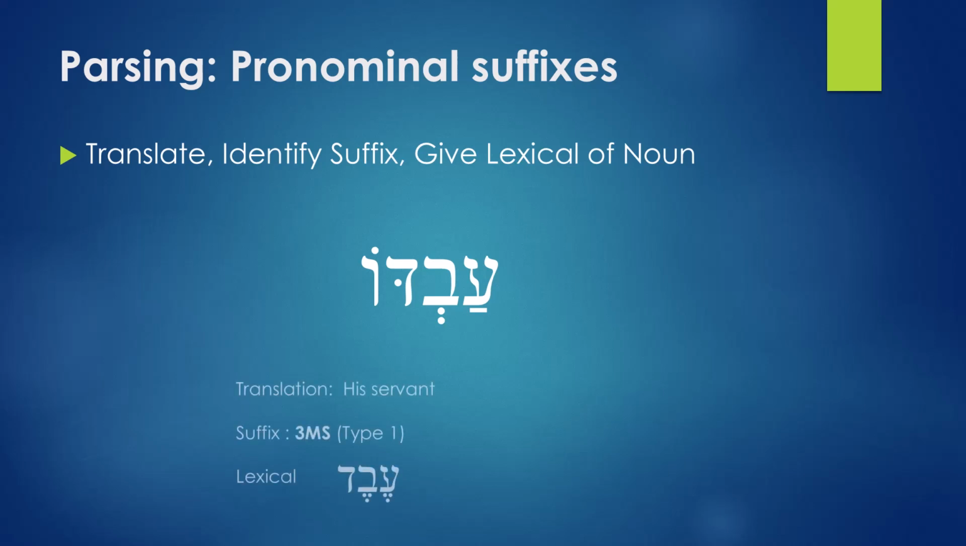Alright, here's the parsing. Avdo is coming from the word eved. Eved means servant. The suffix o at the end is coming from third person masculine singular, and that is type 1. It means his. Avdo is going to be his servant. Servant singular because we're dealing with type 1. His servant.